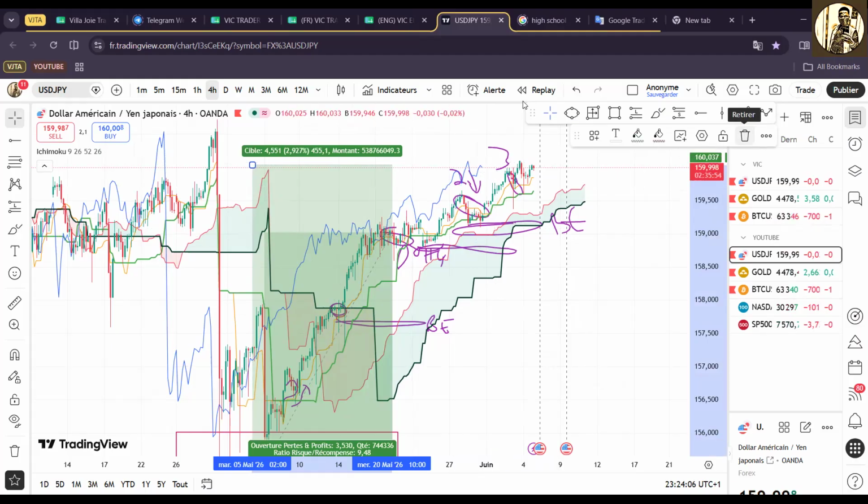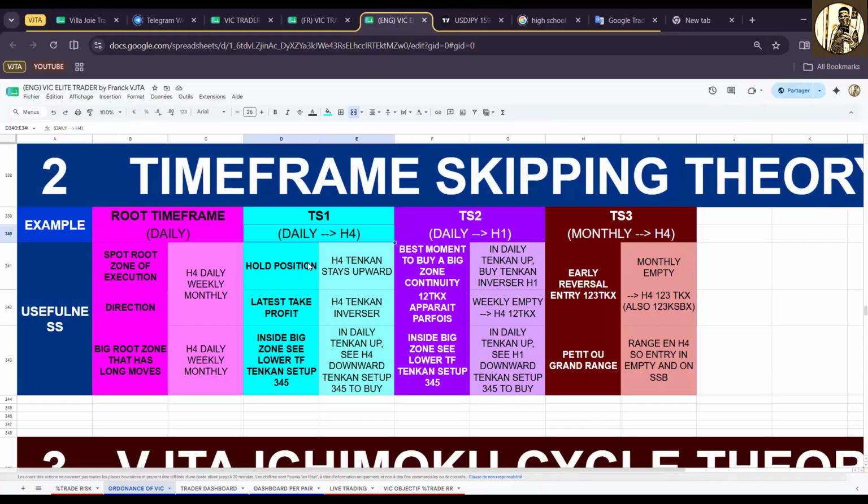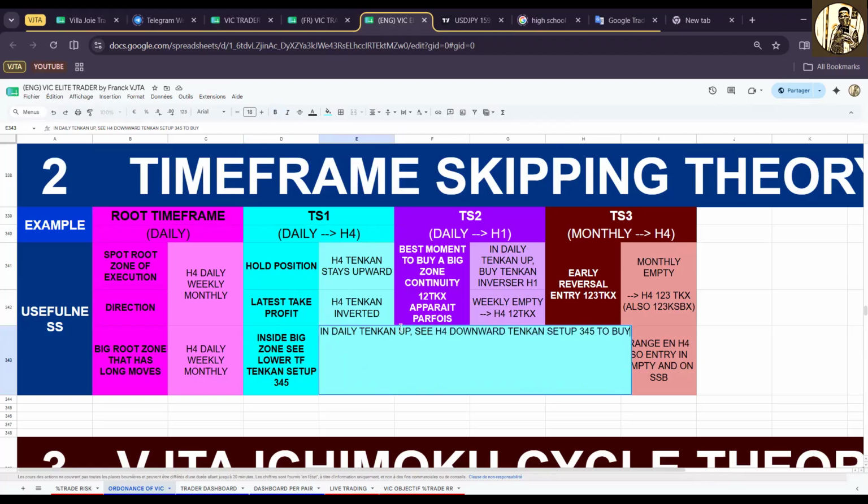So that is the idea of how you hold a position. That's why I say hold the position as long as it can stay upward on H4. That's how you hold the position. Your latest profit will be when Tenkan inverts. So inside big zones, you see the lower time frame Tenkan setup. Inside the daily Tenkan setup that is bent to the upside, you see the H4 Tenkan bent to the downside.